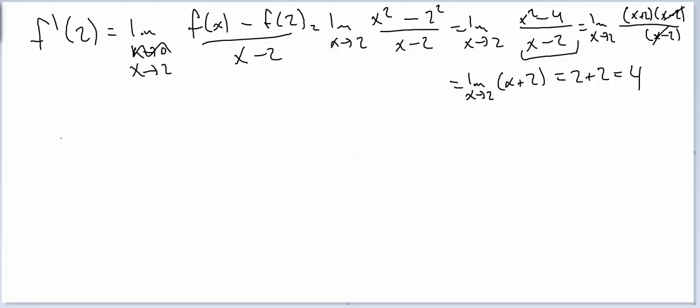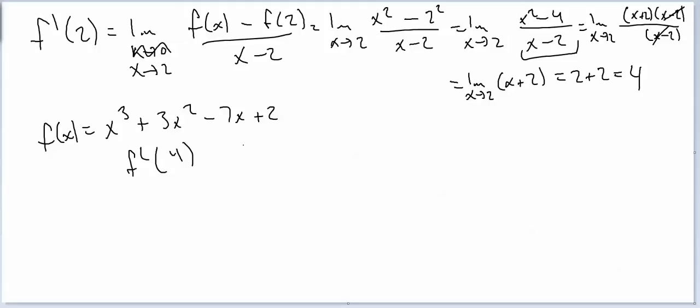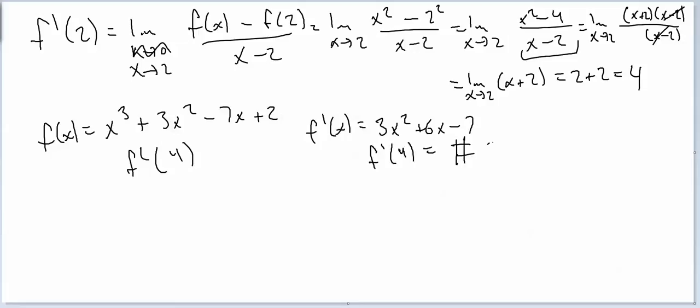What I would highly recommend on the test, if you really feel weak on your algebra, is just do the derivative the standard way, the power rule way. So if your function was x cubed plus 3x squared minus 7x plus 2, and you had to find the derivative at 4, just really quickly do the derivative using the power rule. It would be 3x squared plus 6x minus 7, and then plug that in and see what 4 gives you. It's going to give you some number, okay?